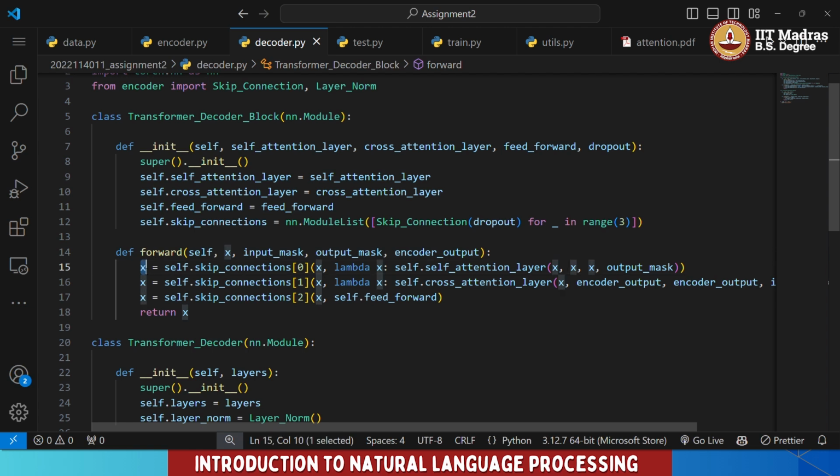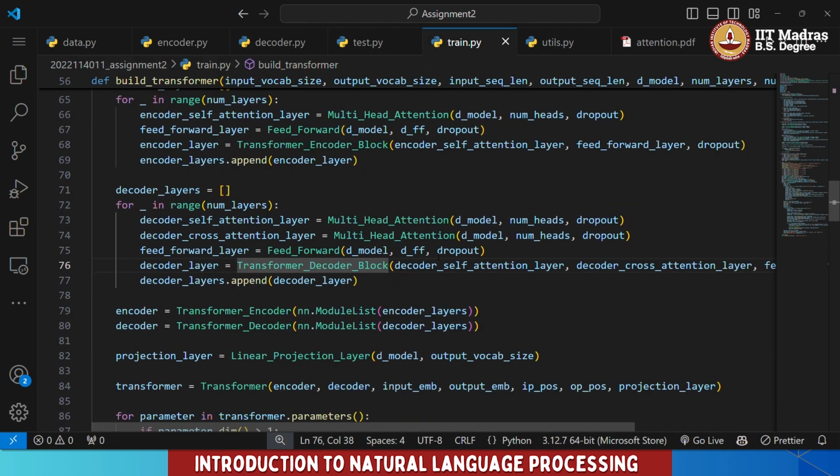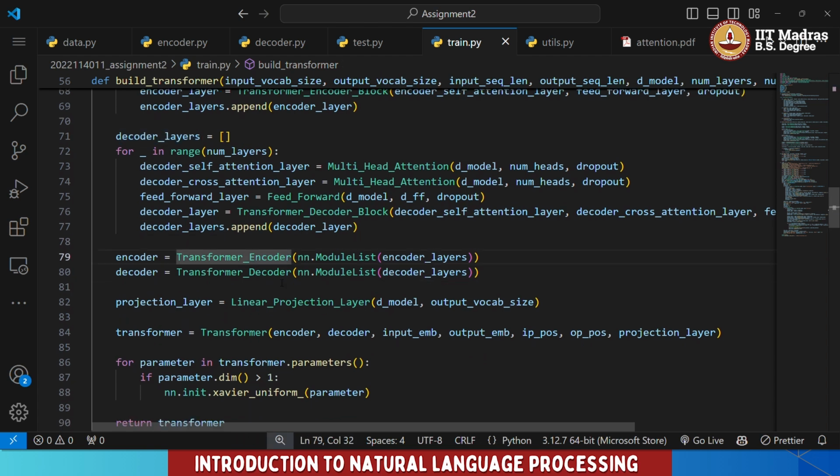Now this is passed first to the self attention layer, then to the cross attention layer, then to the feed forward layer, and then it is returned. So that is it with one layer of the transformer decoder. As you can see, this layer is formulated and appended to the decoder layers. Then we start forming the encoders and the decoders.